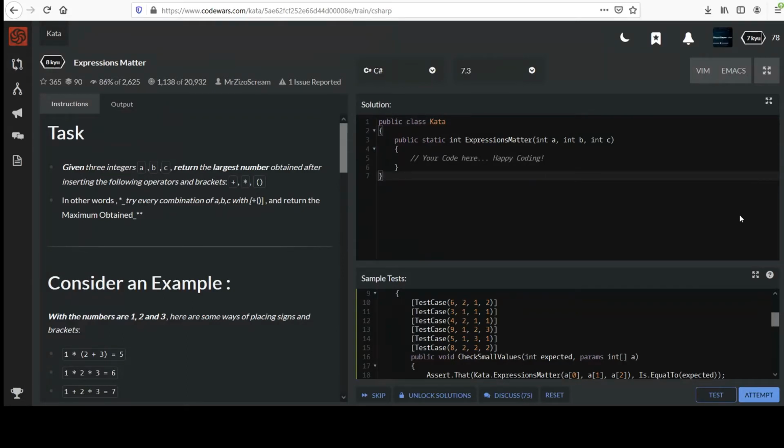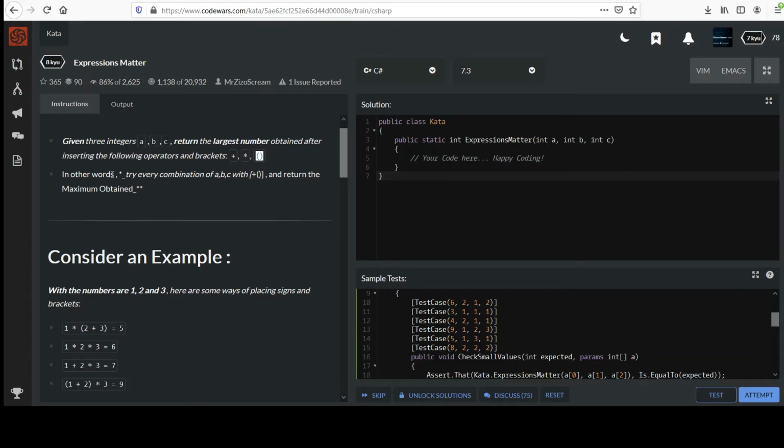This is called Expressions Matter. The task is: given three integers, a, b, and c, return the largest number obtained after inserting the following operators and brackets, which I call parentheses, plus, multiplication, or the parentheses. And remember, we learned about order of operations earlier, where you can use parentheses to override that. You could make, for example, an addition happen before a multiplication.